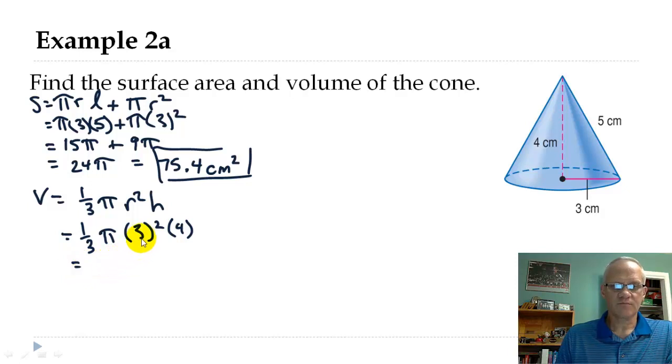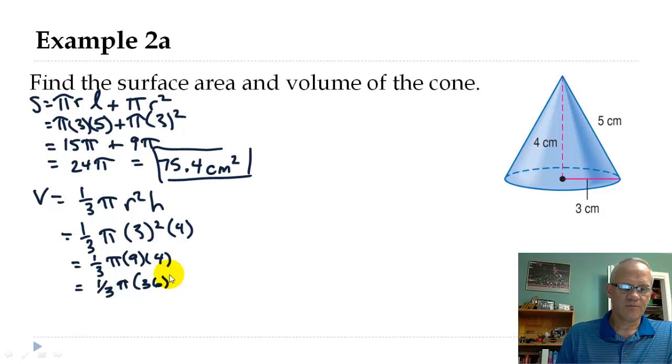Okay, so remember you have to do exponents first, so 3 squared is 9. So 1/3 pi, and then 9 times 4. And then 9 times 4 is 36. I'll just do each step here. And a little trick here, if you don't know what 1/3 of 36 is, you could just take 36 and divide by 3. And so this would be 12 pi.